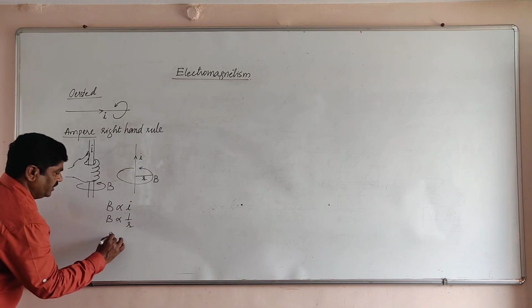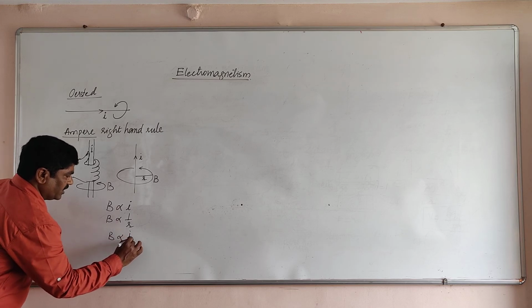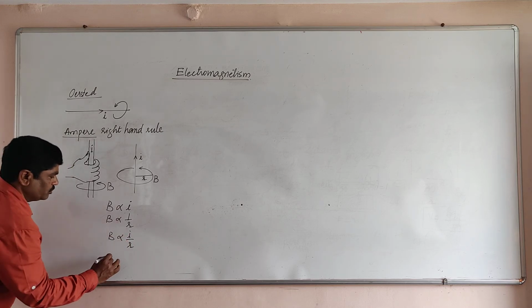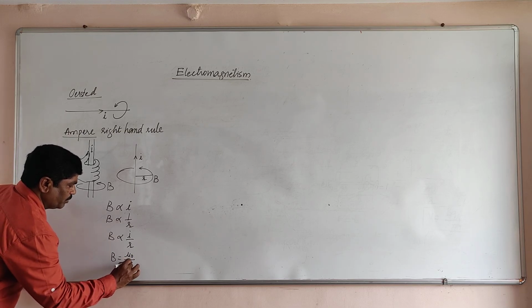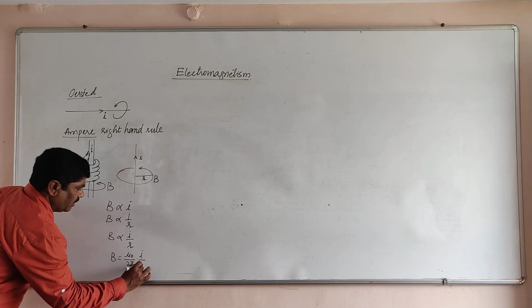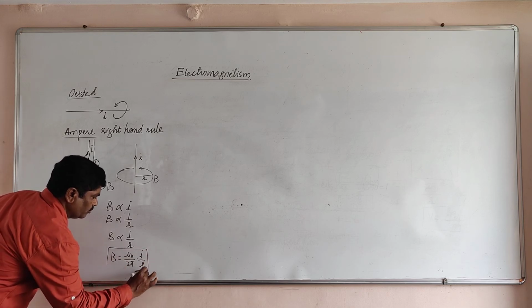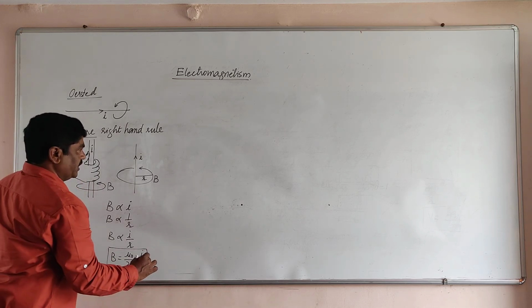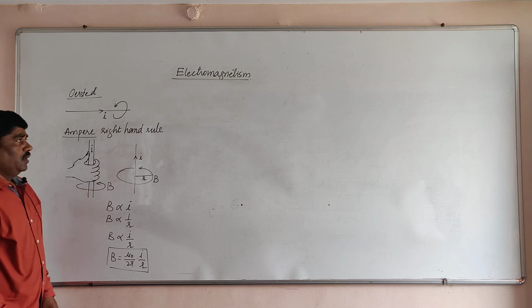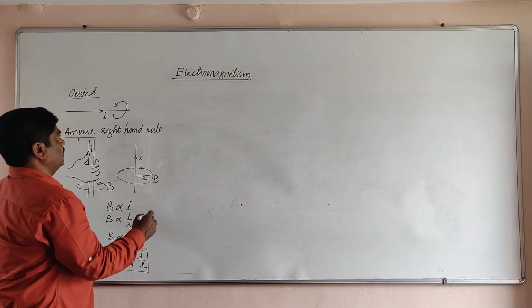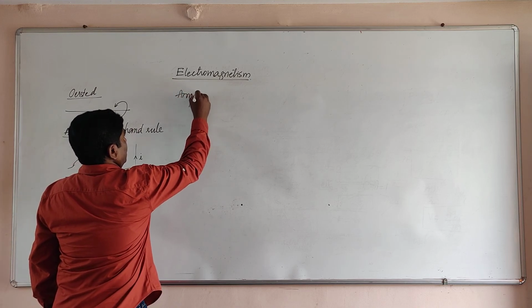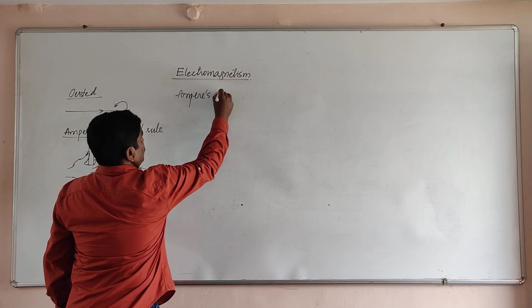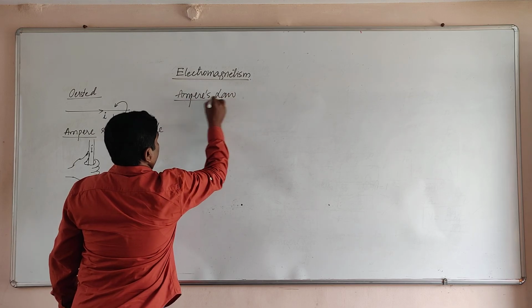By combining these two, you can write I by R. So B is equal to mu naught by 2 pi into I by R, which is also called Ampere's law. So what is Ampere's law?